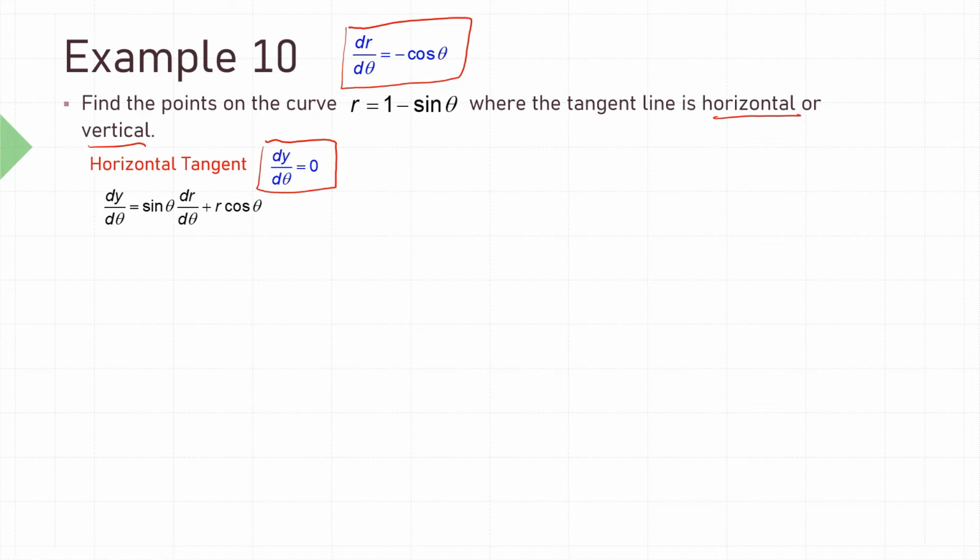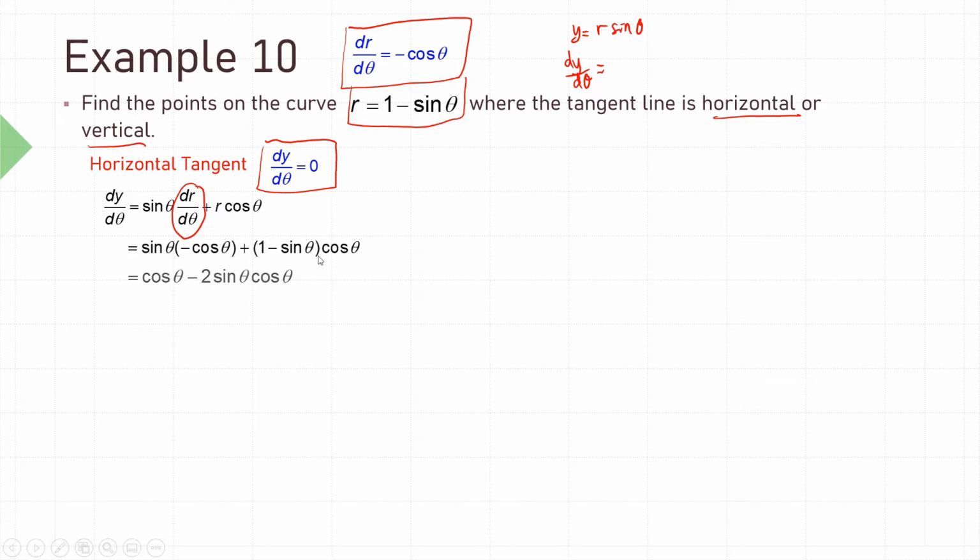How do I get this? Because we have y equal to r sine theta. Therefore, differentiating y, dy over d theta, using the product rule, we have this formula. So we already have r and we already have dr over d theta, so we want to substitute these two functions here.